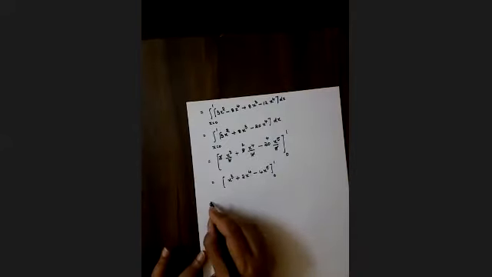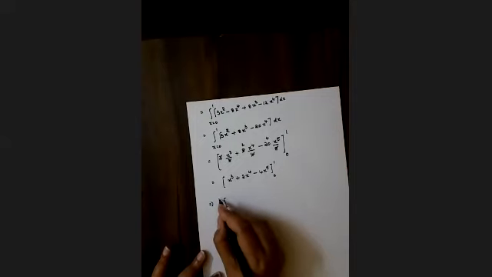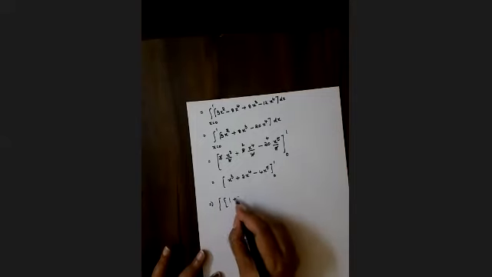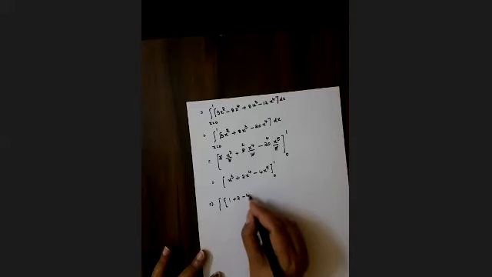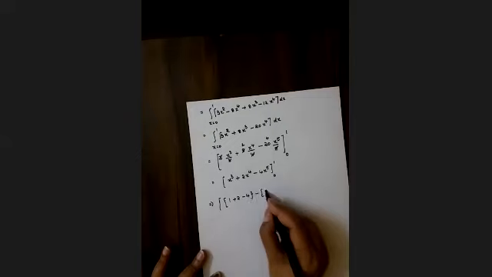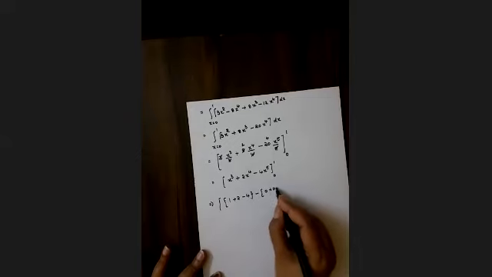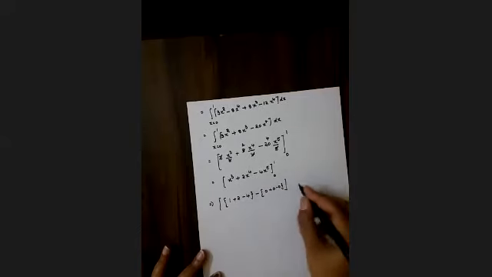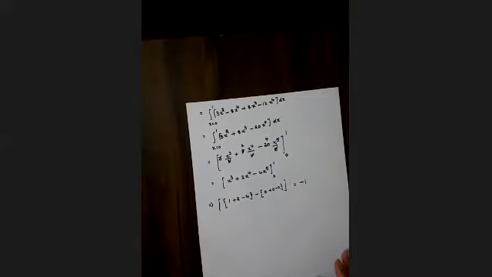So when taking upper limit as 1, we get 1 plus 2 minus 4, right? Minus, when taking lower limit as 0 in place of x, so 0 plus 0 minus 0. So what you are getting? Plus 3 minus 4, which is nothing but minus 1. So the I1 value we got is minus 1.